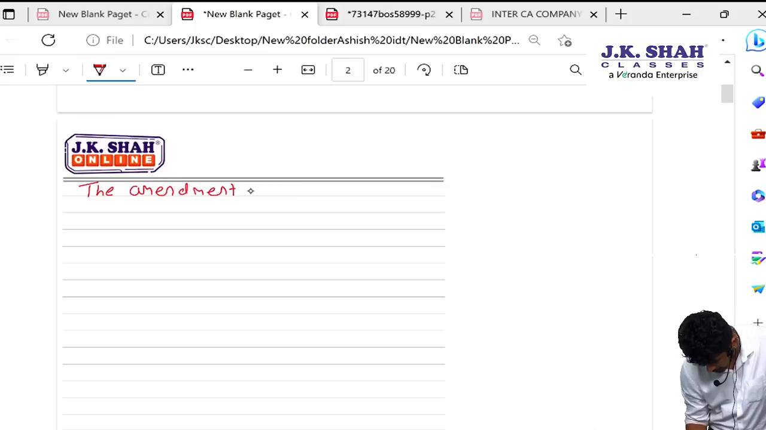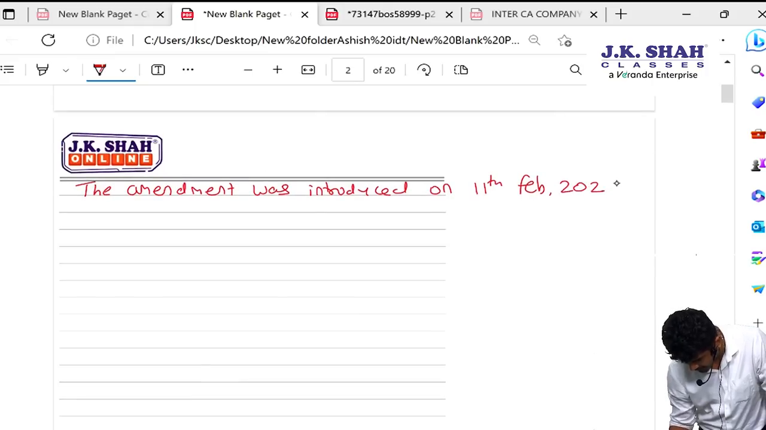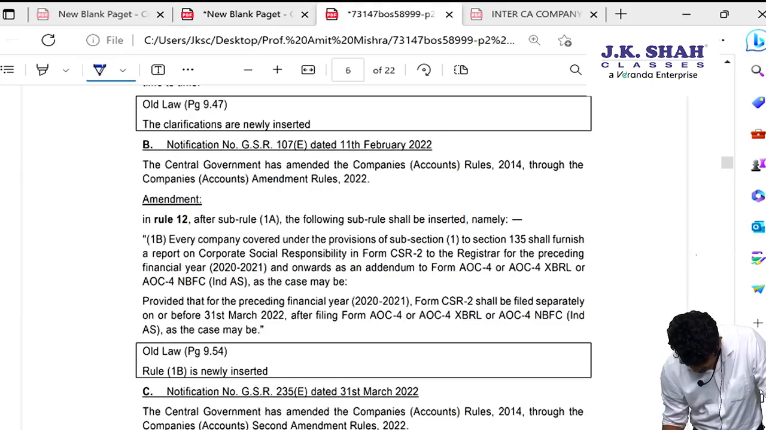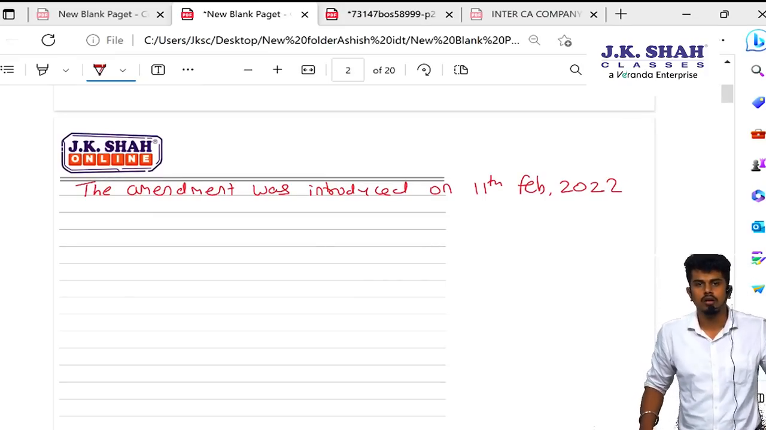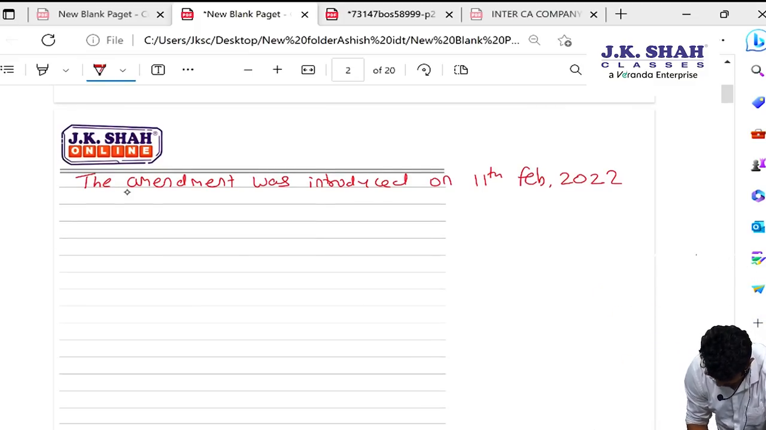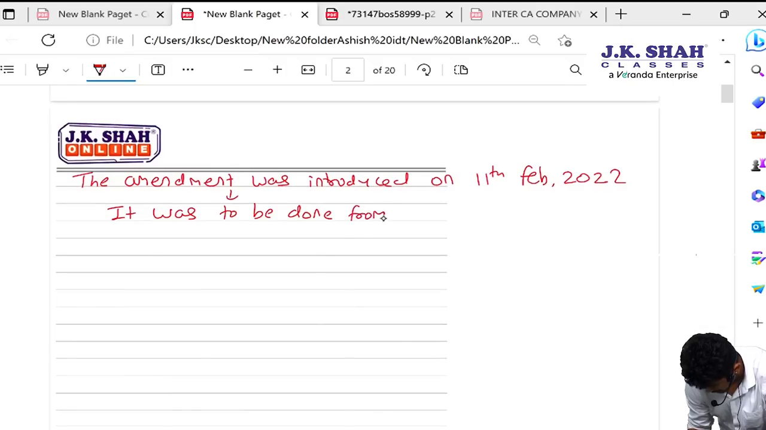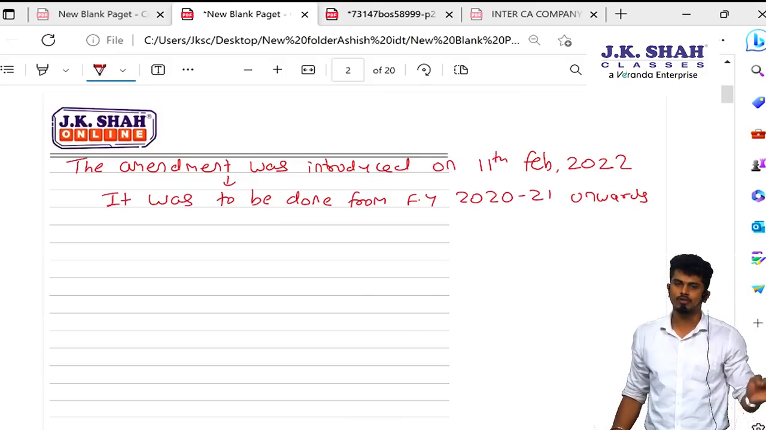The amendment was introduced on 11th February 2022. So this amendment was introduced on 11th February 2022. Okay. And it was to be done from financial year 2020-21 onwards. Okay. So MCA came on 11th February 2022.